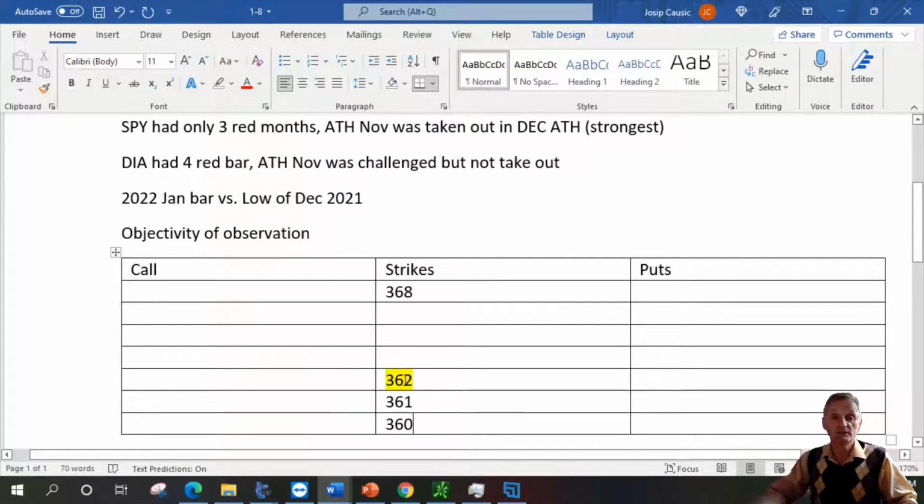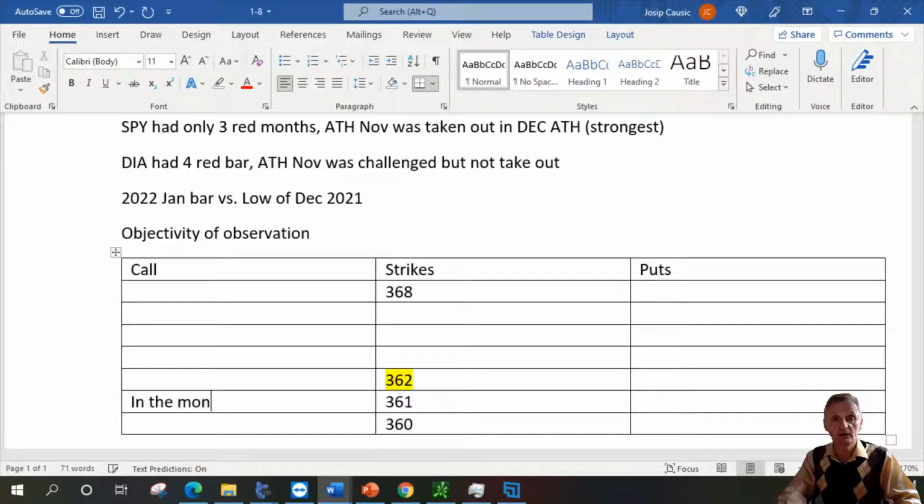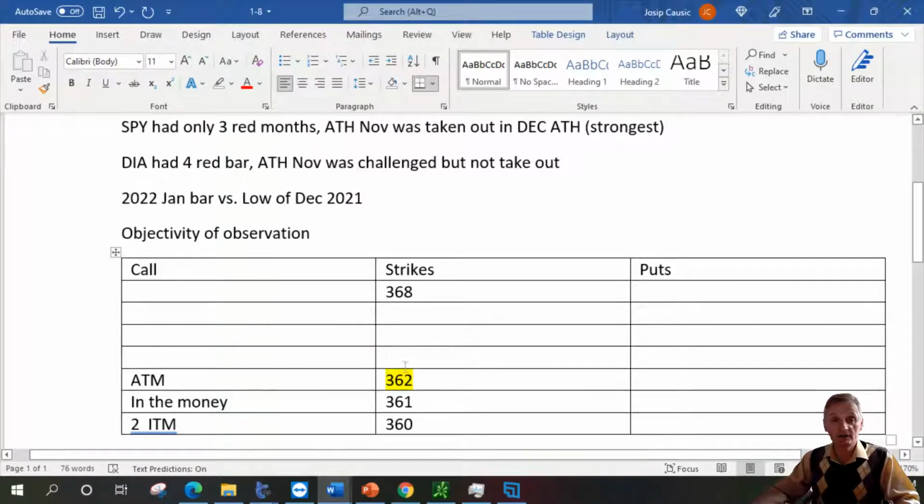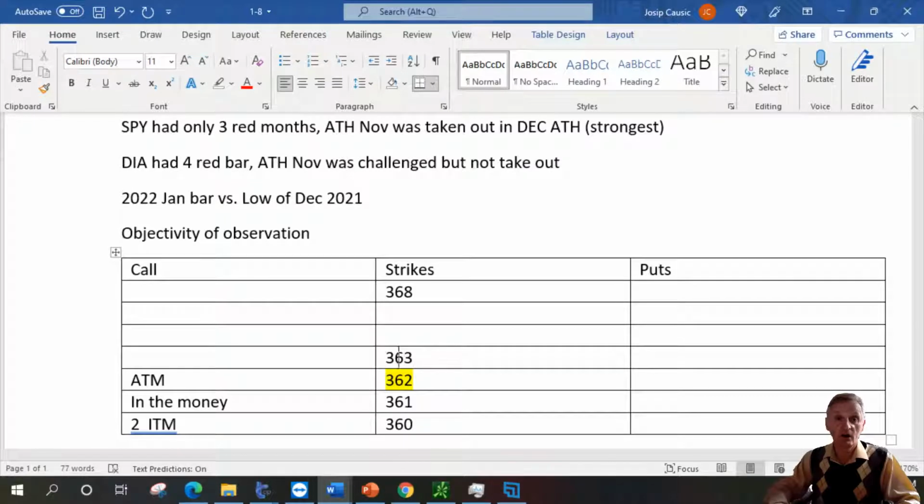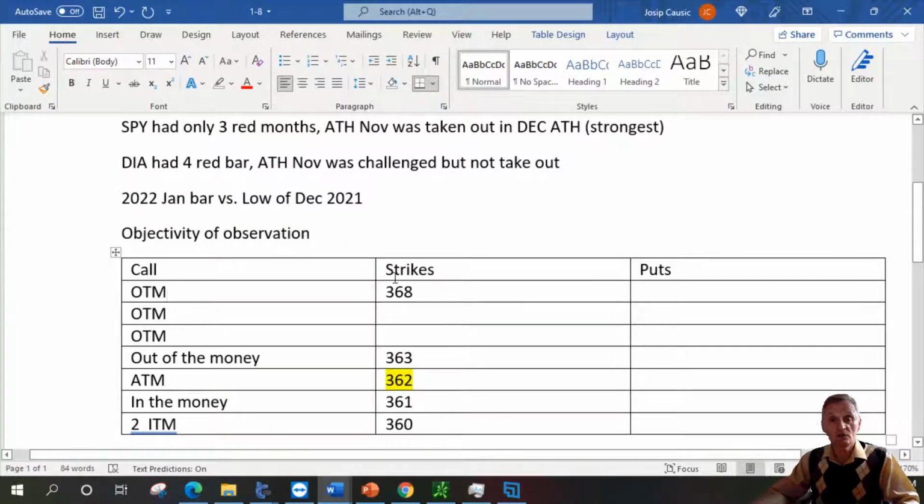Okay, so in those cases, then it's going to have a value, intrinsically speaking, right? So if the price drops from 362 to 361, then that would be what is called in the money. The next one is going to be then 2 steps in the money. Then what is this called? This is then called at the money. And then the one up here that is a 363 obviously is going to be called out of the money. The one above is also going to be out of the money, and so on, all the way to 368.